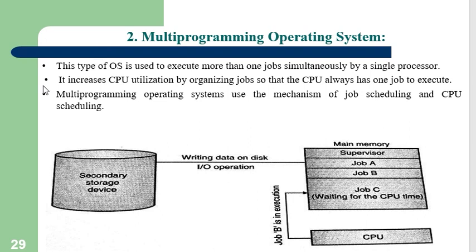And then the multi-programming operating system. As the name suggests, multi means more than one and programming means the execution of the program. When more than one program can execute in an operating system, then this is called a multi-programming operating system. The major task of multi-programming is to maximize the utilization of the resources.